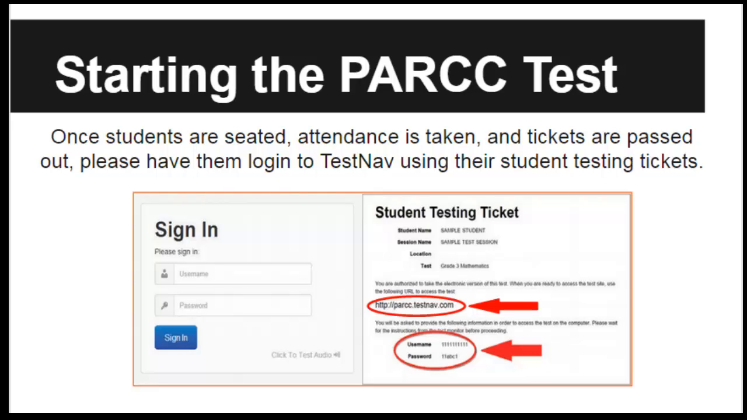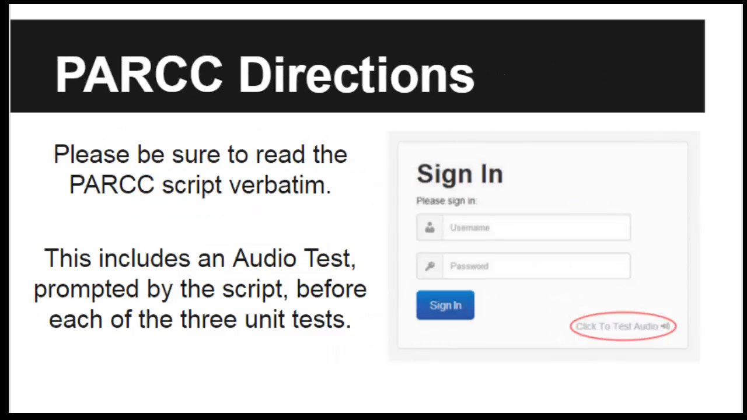So proctors, walk around the room. This is why we want all 3 of you in the room at the start and end of any test. So walk around the room, make sure that they're getting logged in, make sure they're using the appropriate login from their student testing ticket. From there, please use the script and follow the script verbatim.